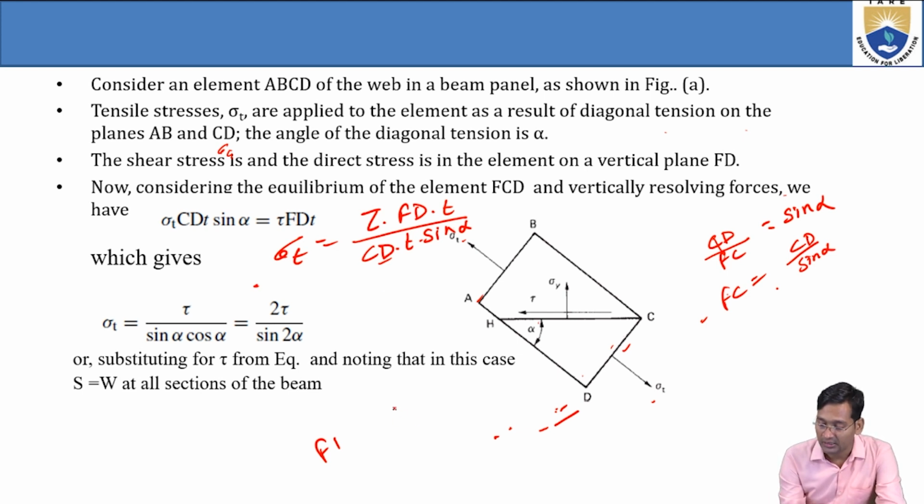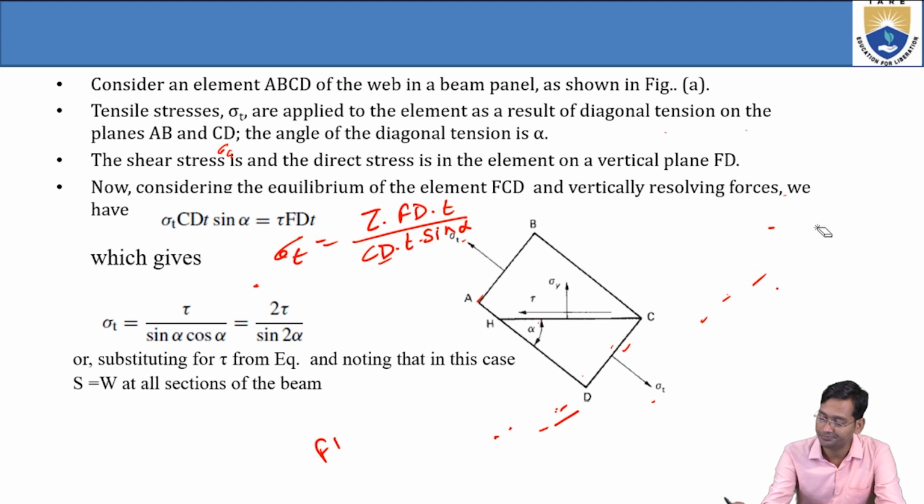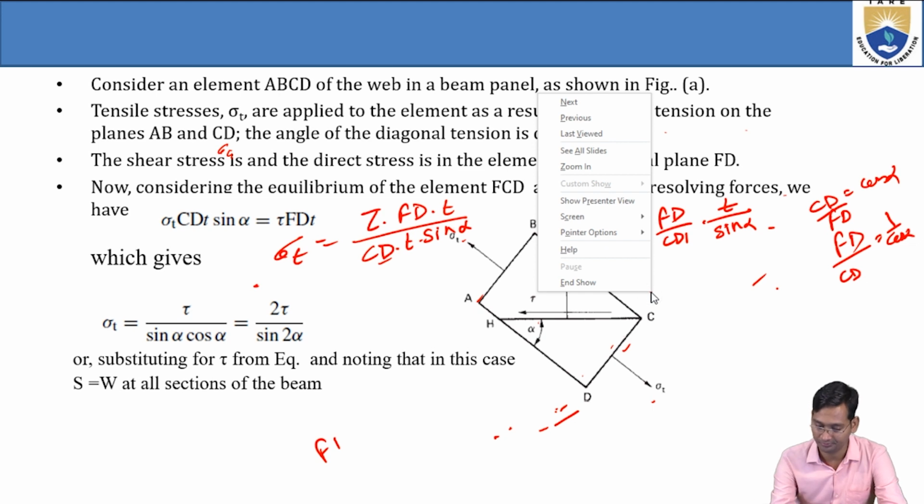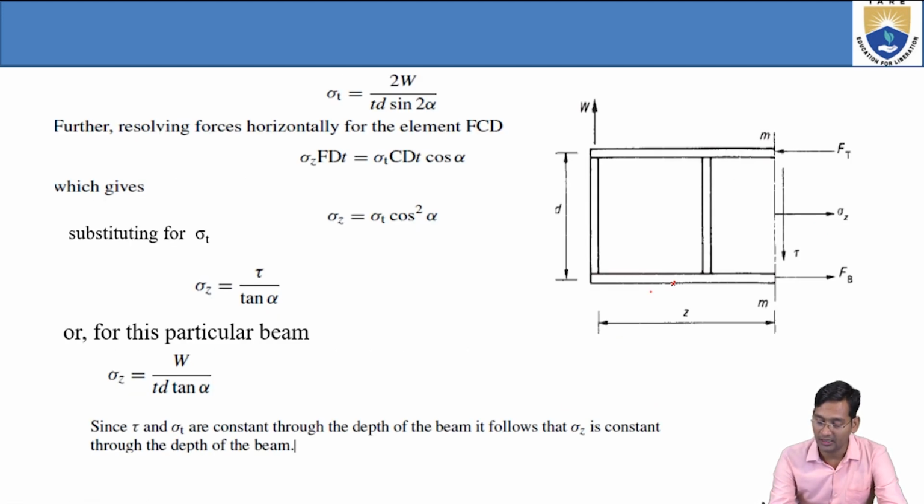Now from here, can we write this as tau into FD by CD, into T by sine alpha? And from the figure, FD by CD is cos alpha... so from here FD by CD is 1 by cos alpha. So put that here.